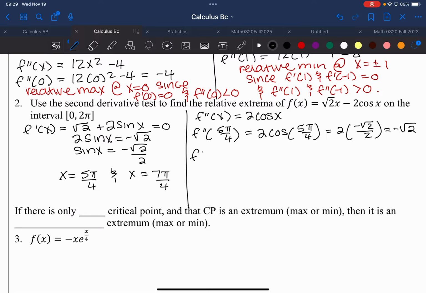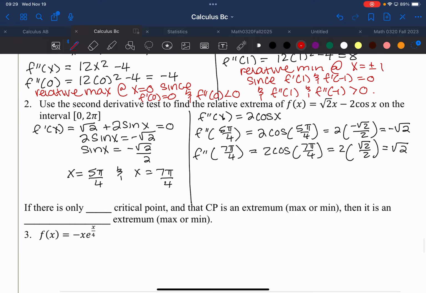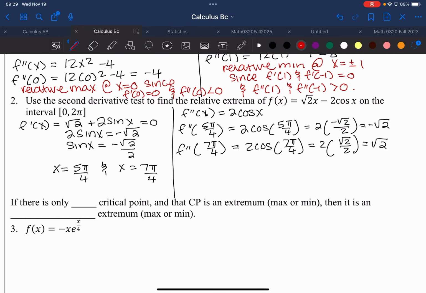Okay, then we're going to plug in the other one, 7 pi over 4. And this is equal to 2 cosine 7 pi over 4, which is equal to 2 times positive square root of 2 over 2, which gives you square root of 2. Okay. So by doing the second derivative test, we know that we have a relative max where? Relative max at x equals 5 pi over 4.